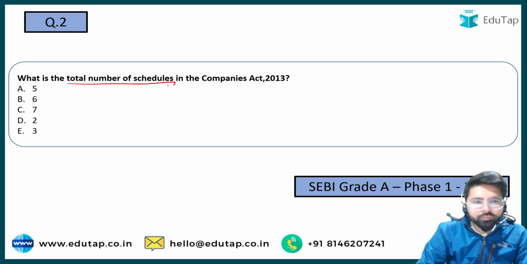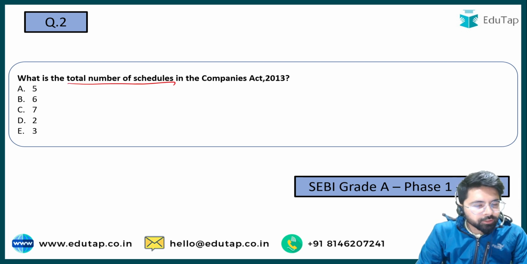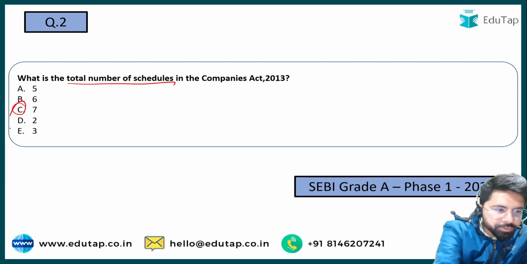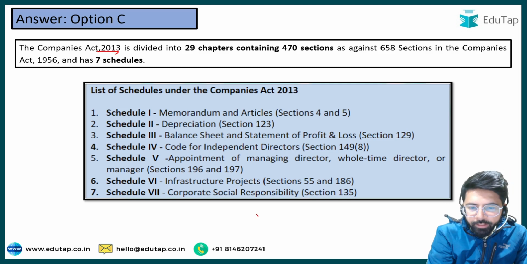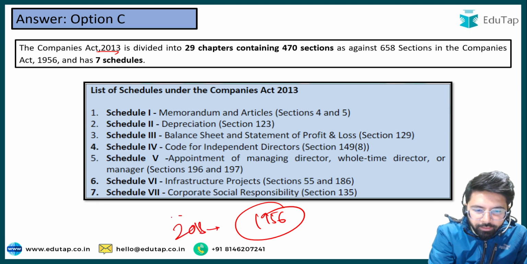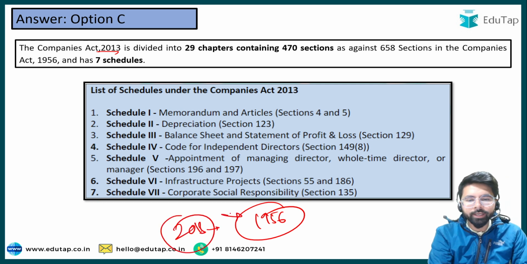What is the total number of schedules in the Companies Act? Options are 5, 6, 7, 2, 3. So the right answer is option C, friends. See, the Companies Act 2013, the earlier Companies Act was 1956. So Companies Act 2013 now replaces the Companies Act 1956.